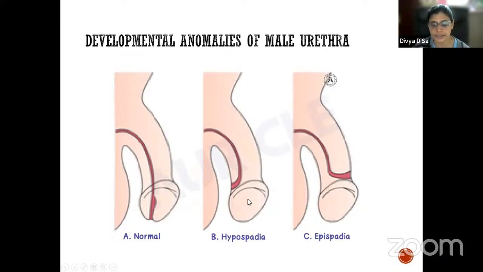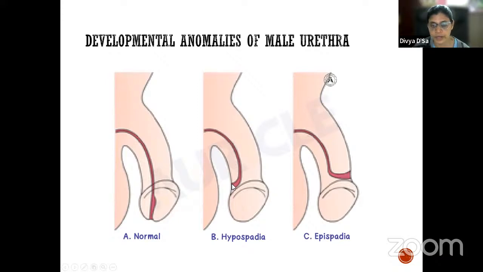One is hypospadias, another one is epispadias. Hypospadias is a very common congenital anomaly. In this condition, the external urethral orifice is located on the ventral aspect of the penis. This is the ventral aspect of the penis, whereas this surface we call the dorsal aspect of the penis. So instead of the tip, it is opening here.